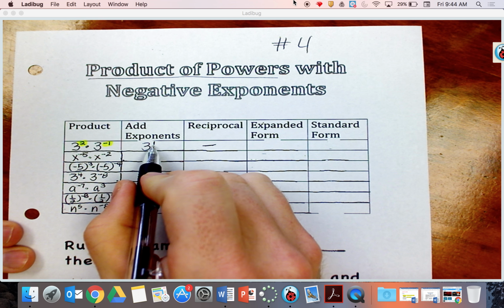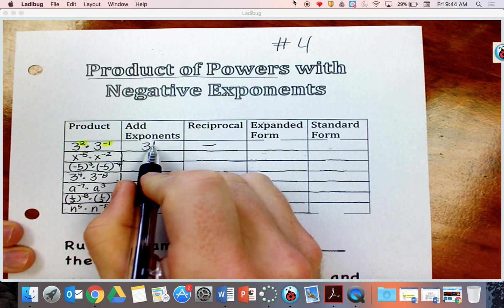And so remember, I'm looking at my exponents, not my bases. So my exponents there are 8 and negative 4. And I'm multiplying, so I'm going to add those together. And when I add 8 plus negative 4, I'm going to end up getting negative 5 to the 4th power.